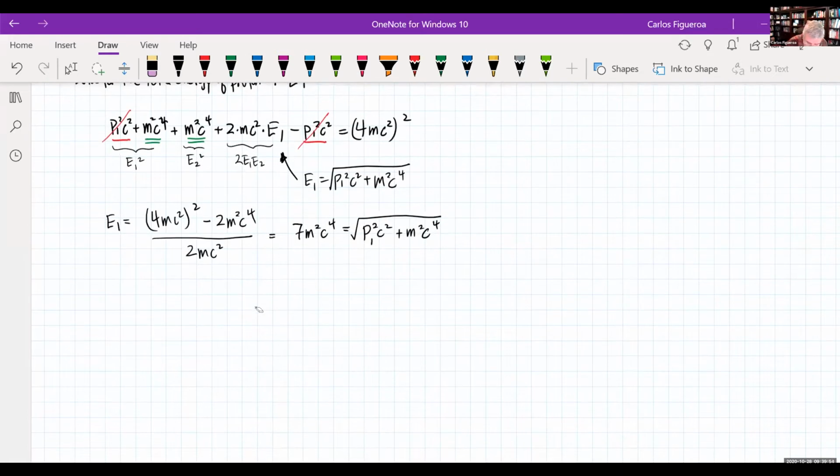So now what I want to go do here, I need to come in here and solve for P1C. So if I do that, I got to square everything. Okay, so if I square everything, I'm going to get P1 squared C squared plus M squared C to the fourth. Wait. I have wrong units somehow. Why are my units wrong?